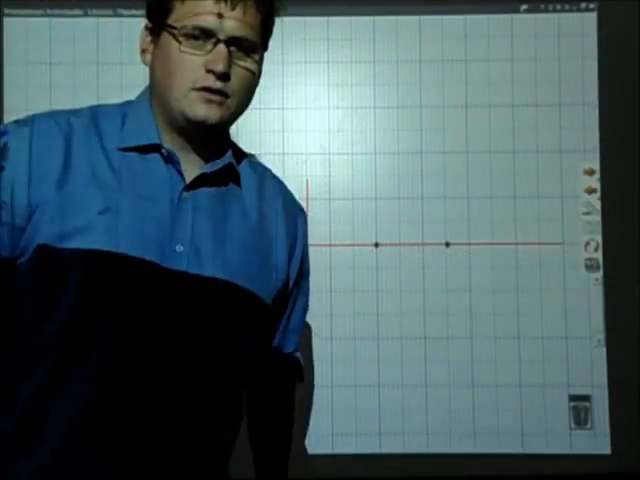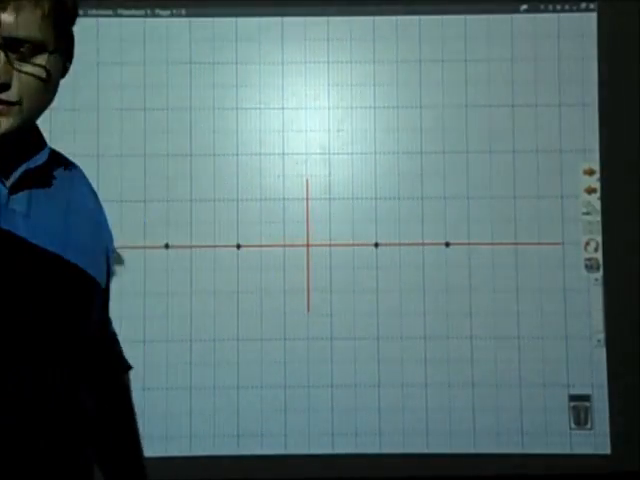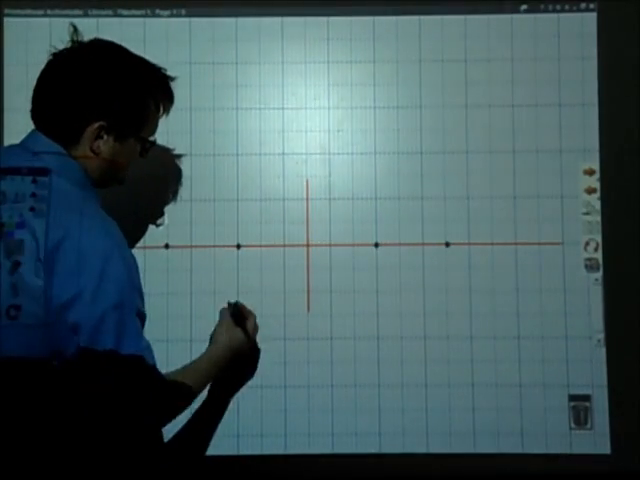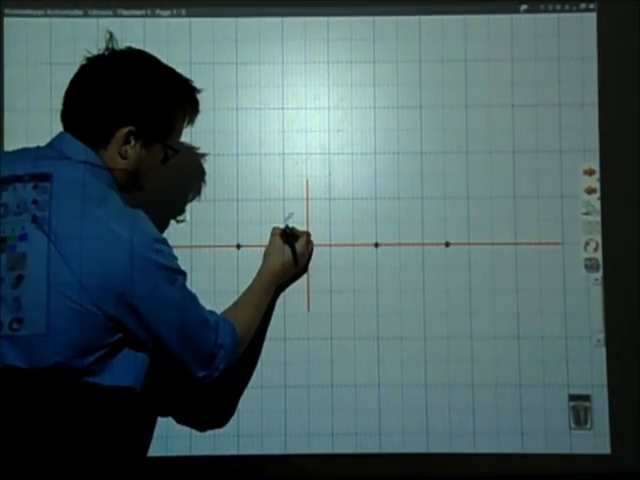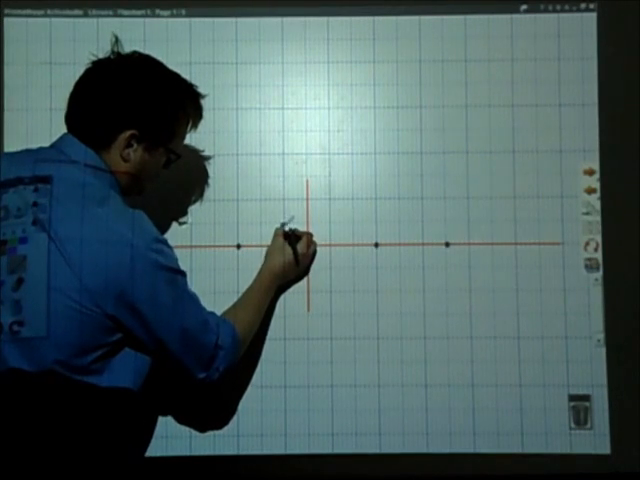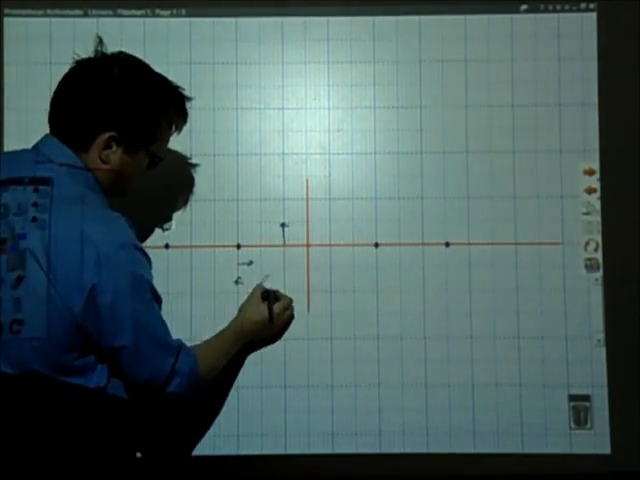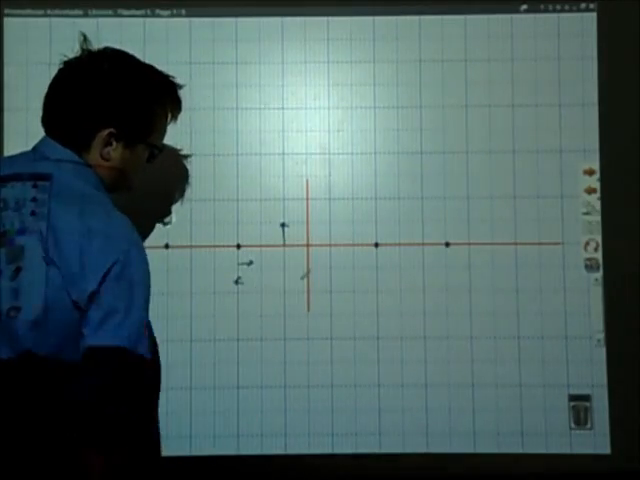Example number 5. We're going to do when the object is next to the lens, but crucially inside the focal length. So it's between f and the lens. So what happens when the object's there?